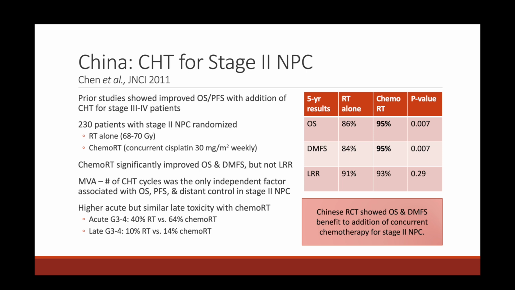On multivariate analysis, they found that the number of chemotherapy cycles was actually the only independent factor that was associated with overall survival, progression-free survival, and distant control in stage 2 nasopharyngeal cancer. And they, of course, found higher acute toxicity with chemoradiation, but actually the late toxicity was fairly similar. So the big takeaway here from this Chinese randomized trial is that adding concurrent chemotherapy, even for stage 2 nasopharyngeal cancer, provides an overall survival and a distant metastasis-free survival benefit.